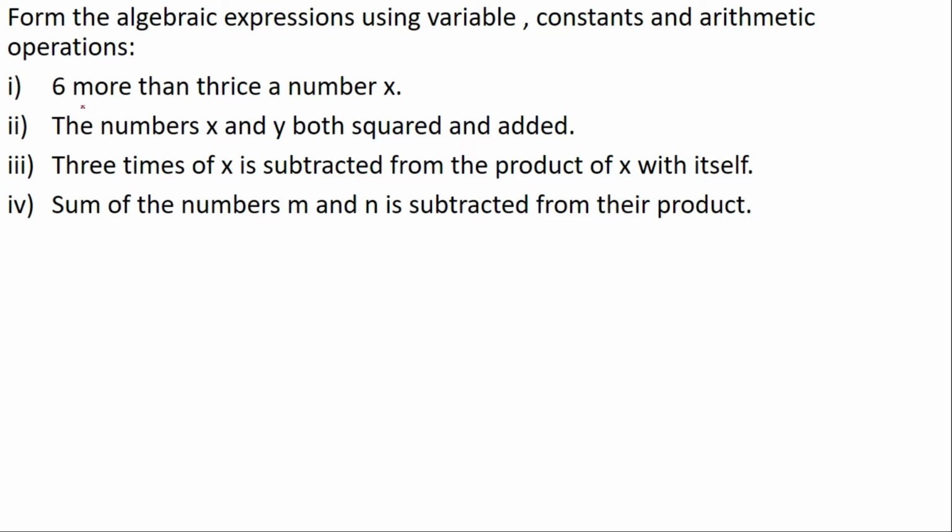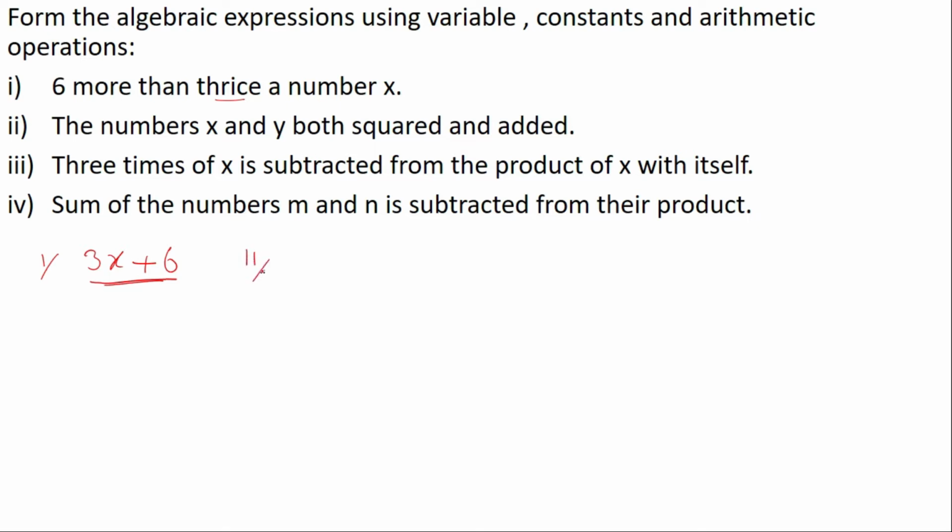So the first one is 6 more than thrice a number x. First we have to write the variable. So for number 1, first we have to write variable x. 6 more than thrice a number x. So we will multiply 3 with x first, and 6 more than means plus 6. So this is our algebraic expression for the first one.